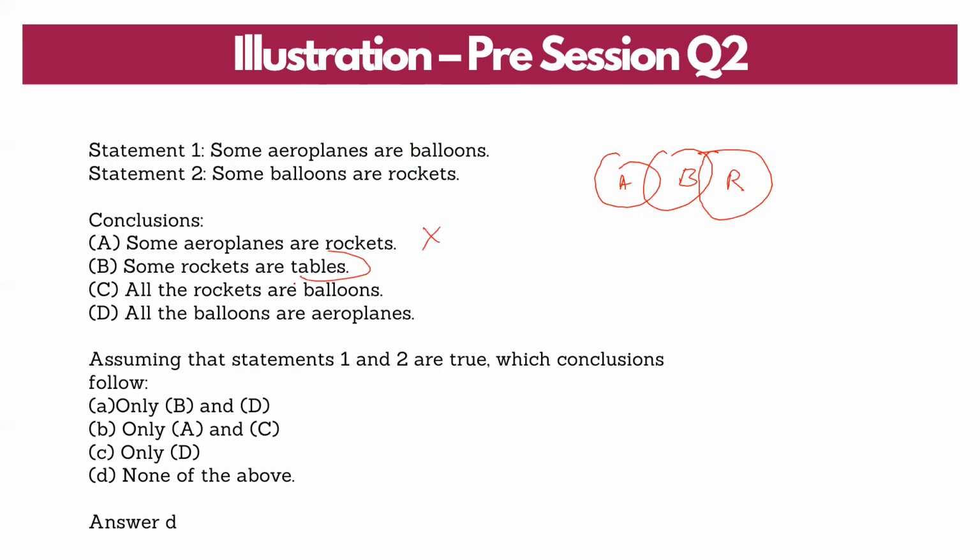Some rockets are tables. Where does table come in? Not the right answer. All the rockets are balloons. Not true as per my diagram. All the balloons are airplanes. Nothing is right as per my diagram. Answer is none of the above.